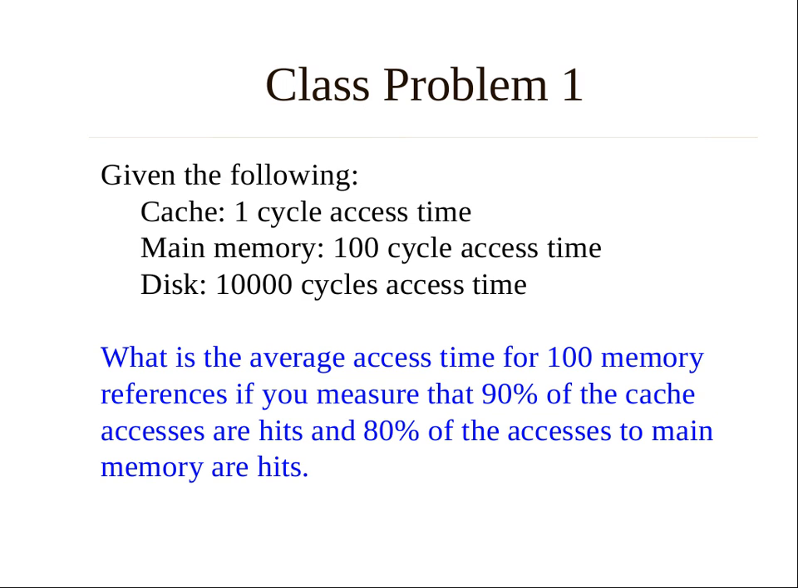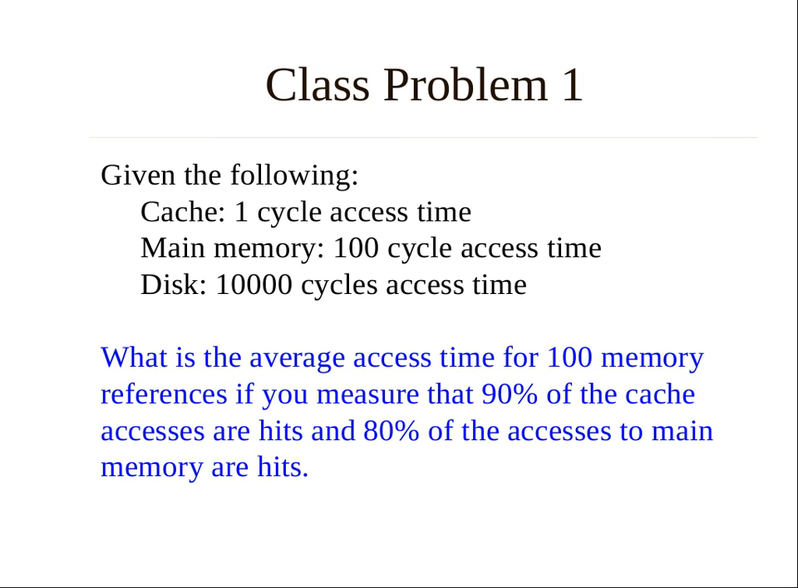Well, we'll stick with this just for now. What's the average access time for 100 memory references if you measure that 90% of them go to the cache are hits and 80% of the accesses to main memory are hits? Okay, this is how you approach these problems. When you're going to read something, it's going to first go to the cache. If it's not there, it'll go to main memory. And if it's not there, it'll then go to disk.